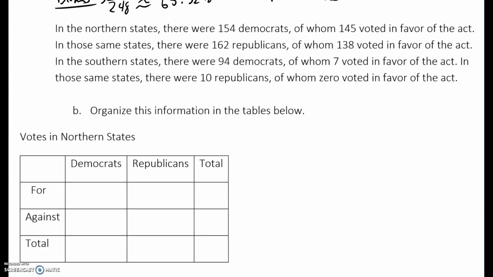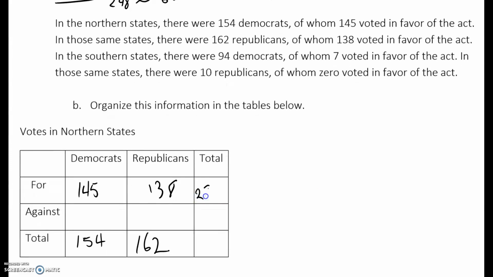In the northern states, we had 154 Democrats total. Okay, so that's the first part, 154, of whom 145 voted in favor of the act. All right, so in those same states, there are 162 Republicans, so 162 is our total Republicans, of whom 138 were in favor of that. And for this, we do have enough information to go ahead and complete the table.